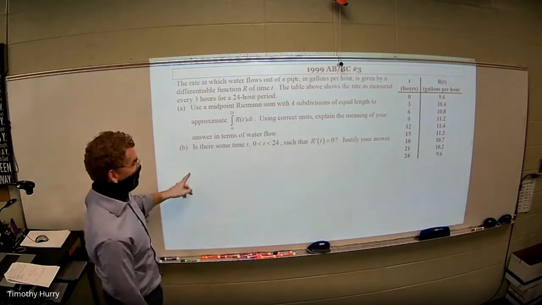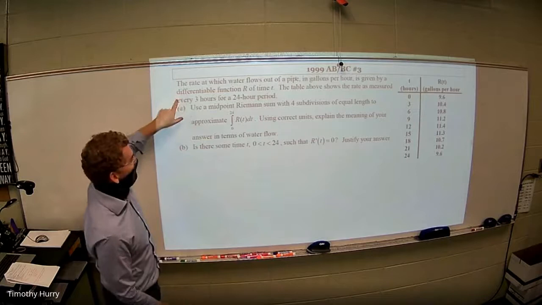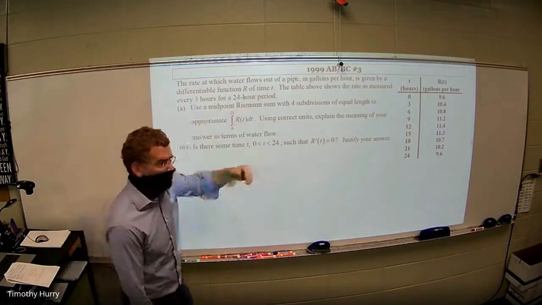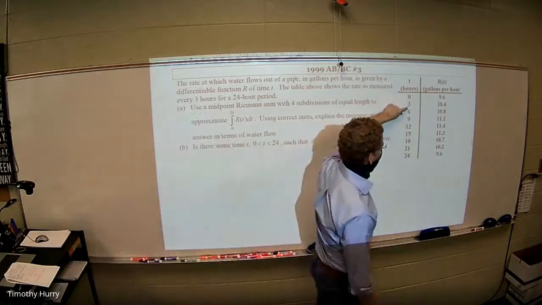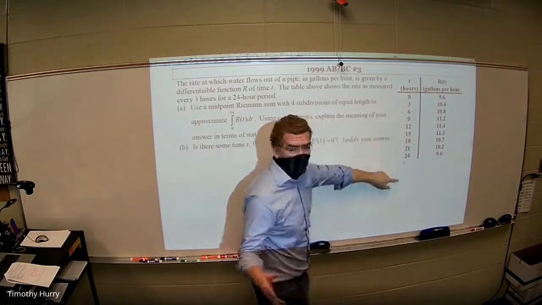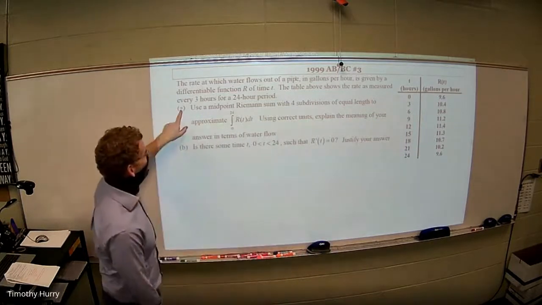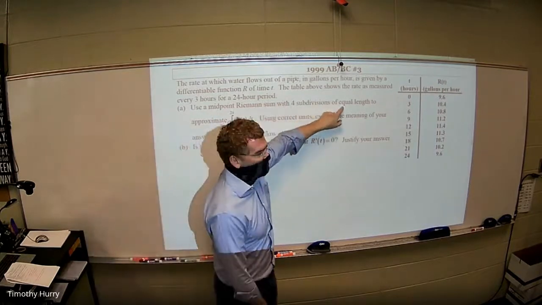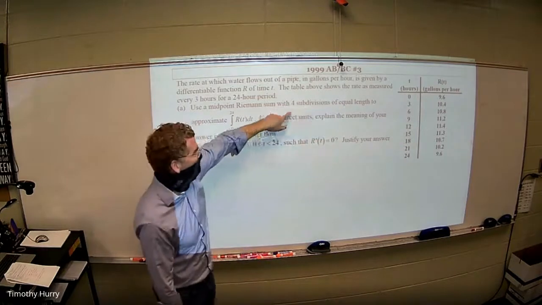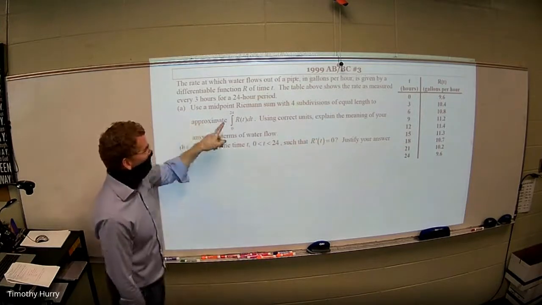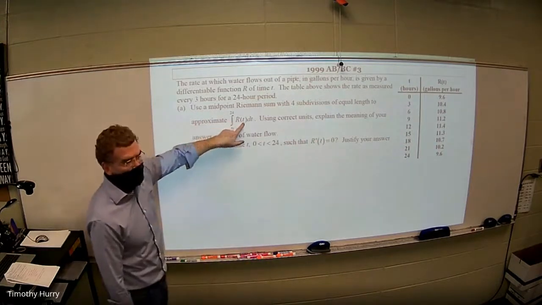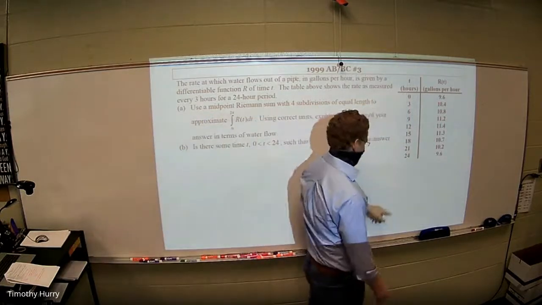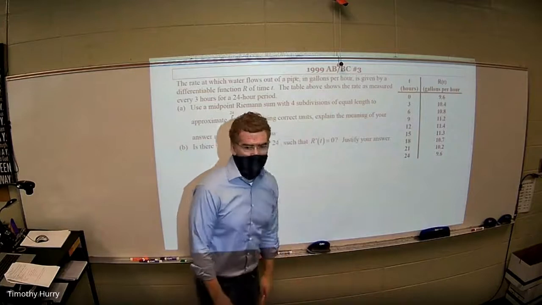And I think I left out part C, but I might remind you, I might remember. So I'm measuring it every 3 hours. They were nice enough to give you consistent intervals here. They don't do that as much anymore, but they did here. And it says, using a midpoint Riemann sum with 4 subdivisions of equal length, approximate the integral of the rate from 0 to 24. Well, there's your 0 to 24. Now, remember what we do with midpoints. Skip numbers on the table.